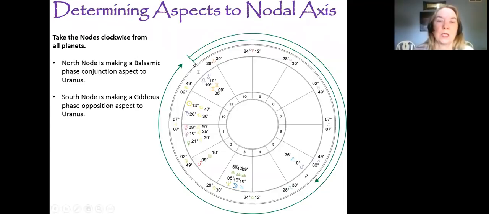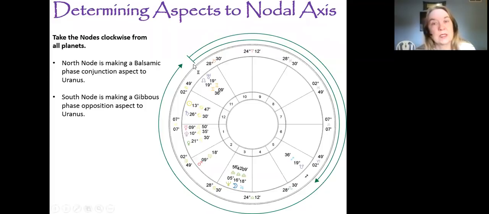So in this example right here with Uranus and the nodes, we're going to start with the planet, which is Uranus, and we're going to follow this inner circle right here all the way around to get to the south node. And the south node is a gibbous phase opposition to Uranus. It's less than 180 degrees.